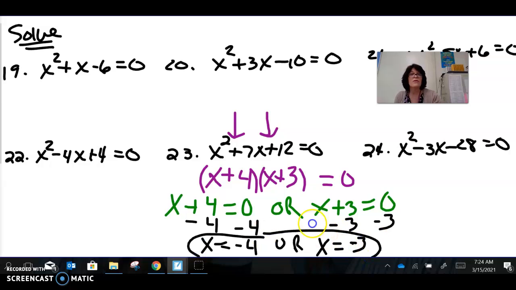We actually go the whole way, solve it. We don't just stop here with the factored form. This is set equal to 0, so we continue. Okay? The answers are negative 4 or negative 3.